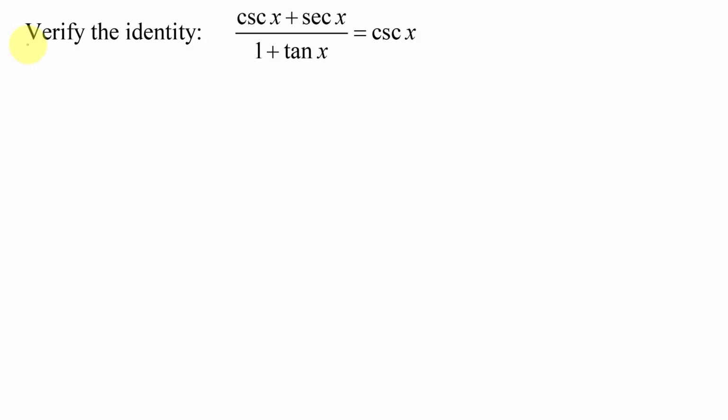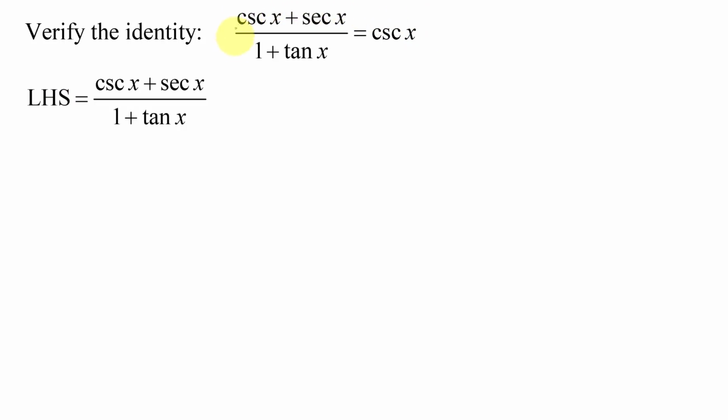In this example, I need to verify the identity when I have the quantity the cosecant of x plus the secant of x that is all divided by the quantity 1 plus the tangent of x, and that quotient equals the cosecant of x. Well, looking at this identity, the left-hand side looks a lot more complicated than the right-hand side, so I'm going to start by working on the left-hand side.